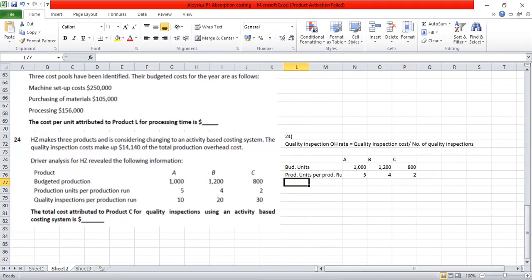Production units per production run. So how many production runs? Number of production runs, which will be, if in one run there are 5 units, altogether 1000, how many runs? So that way we find out for all the 3 products.